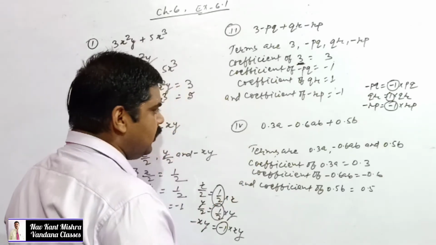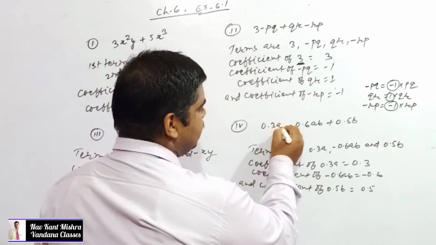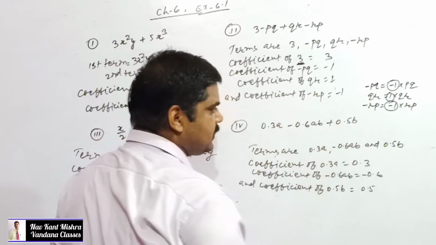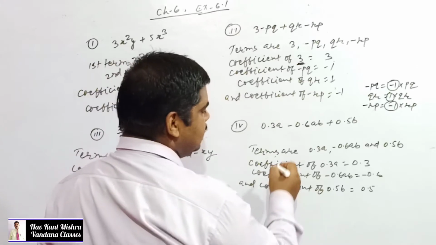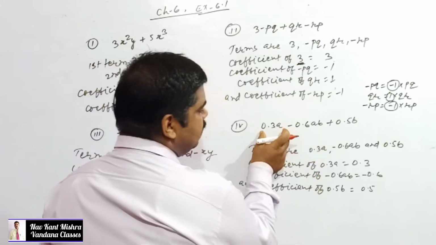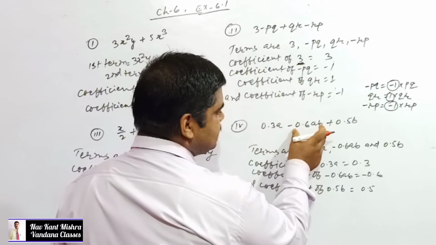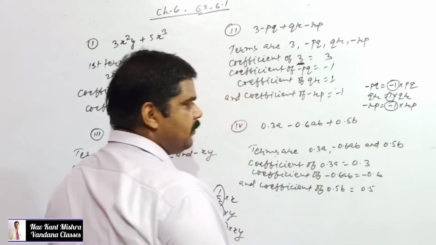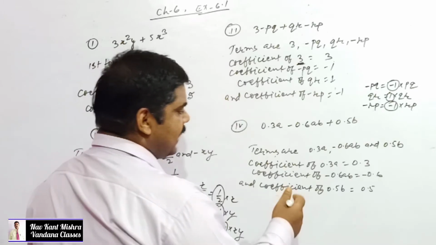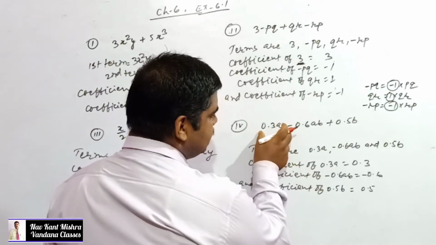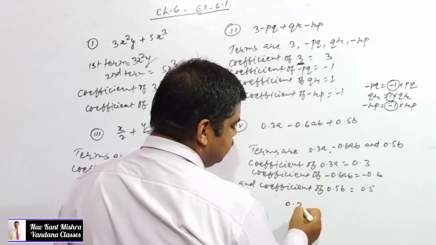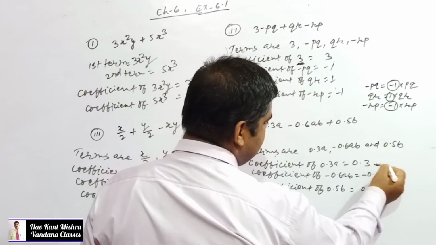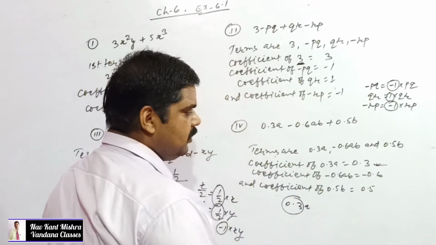And the fourth question has been given: 0.3a minus 0.6ab plus 0.5b. In this case, actually the 3 terms are 0.3a, minus 0.6ab, and the third one is 0.5b. And regarding the coefficient in 0.3a, you know very well that this is the numerical coefficient, and this is why you can write down 0.3.